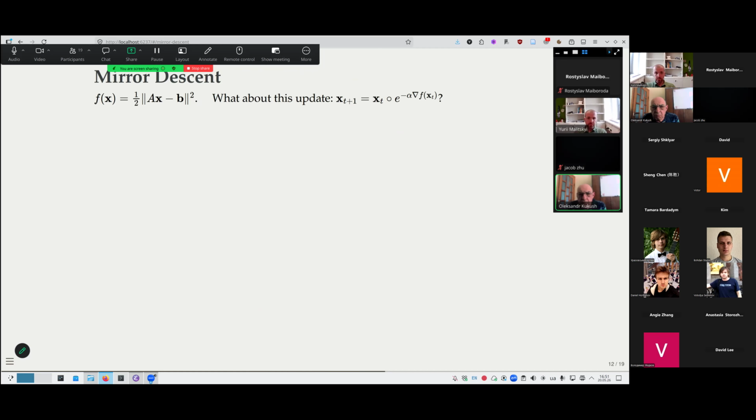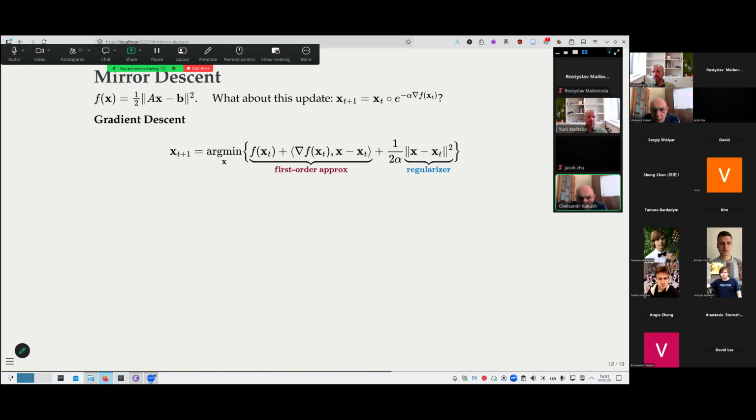Okay, so the slide has a name. It's called mirror descent. So let me explain what mirror descent is. Gradient descent we have already seen many times. Another way to think about it is that we want to minimize our function f, but minimizing f is difficult. So we will minimize something simpler. We will use a first order approximation of our function f around the current point xt.